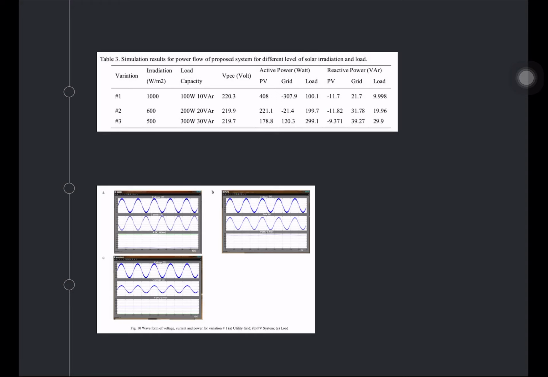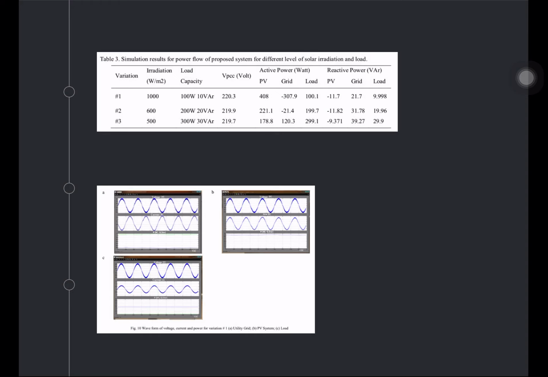So here in Table 3, we can see the different variations and the different irradiation levels. So we have 1000, 600, and 500. And these basically tell us the amount of power being drawn to the solar panel per square meter. And we can see that in our column 4, we see our V at the point of common coupling. It maintains a relatively stable value of 220 volts. And we can see at our PV, we were able to reach a peak of 408.